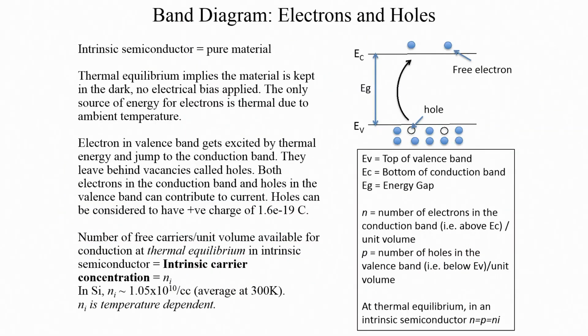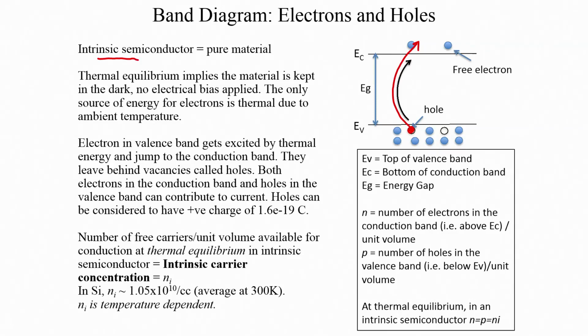So let us continue discussing this picture here. We saw that it is possible for the electron to take up energy and jump into the conduction band. Now we are going to have several definitions. The first definition is to do with something called an intrinsic semiconductor.